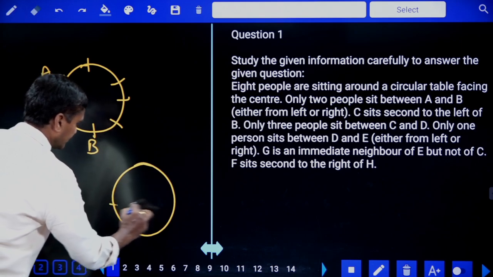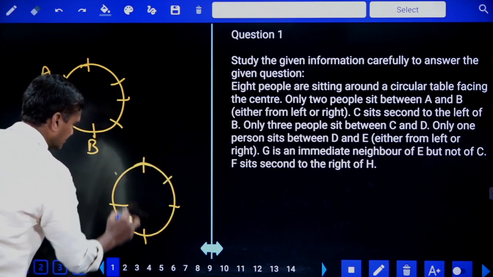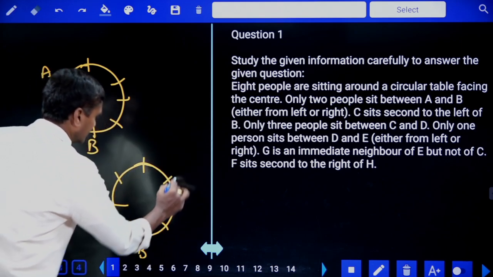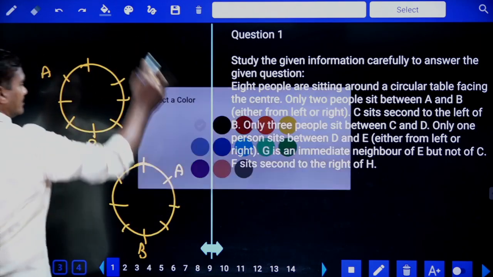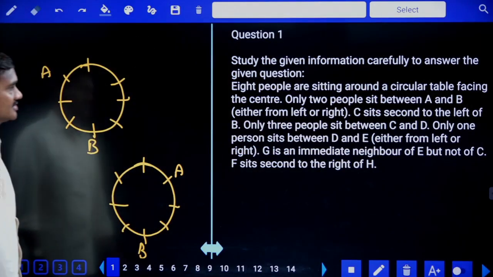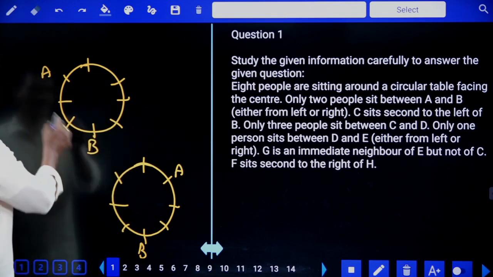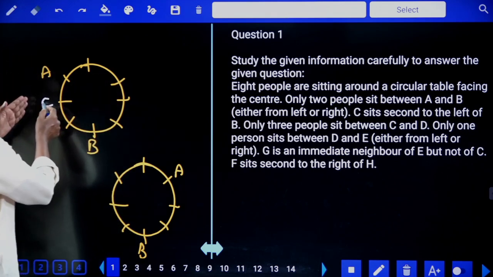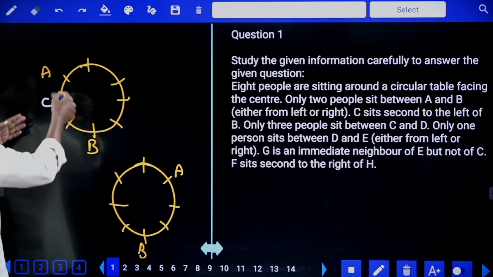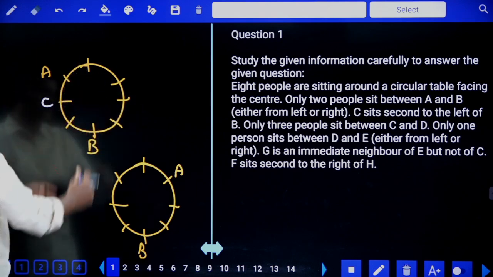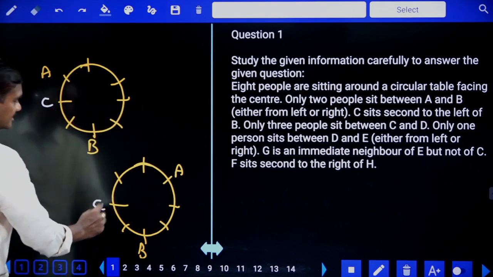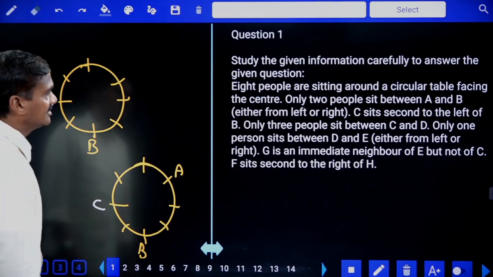Now B is here and there are 2 people between A and B, so there are 2 different possibilities. Next, C sits second to the left of B. In a circular arrangement, left means clockwise and right means anti-clockwise, when everyone is facing the center.